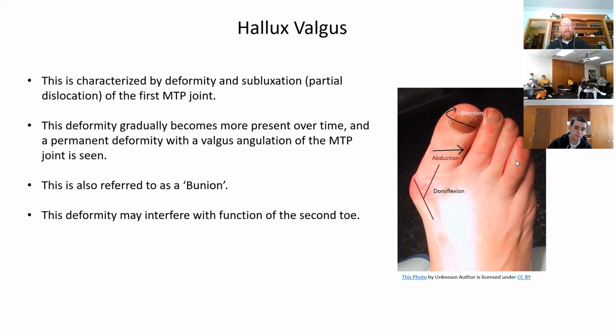where they go in and they shave down part of the bone and do a little bit of an osteotomy. So they shave down the bone and cut part of it out, and then realign the distal phalanx, obviously, with the first metatarsal. Kind of a groovy surgery. The only problem is that sometimes it actually doesn't work.